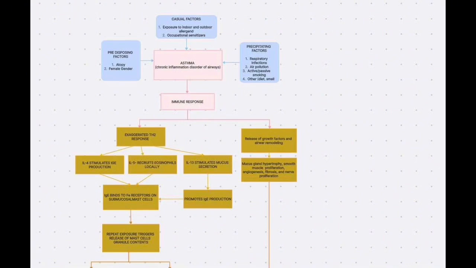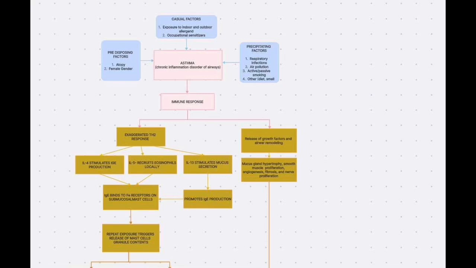Next is active or passive smoking. Smoking is a significant risk factor for asthma and can worsen symptoms. Other factors such as stress, exercise, and certain medications can also trigger asthma attacks. Now, these factors lead to an immune response, an exaggerated response. Individuals with asthma have an exaggerated immune response to allergens and other triggers. This response involves the activation of T cells and B cells, leading to the production of IgE antibodies.